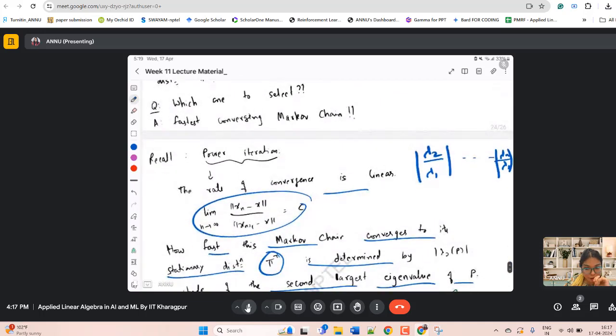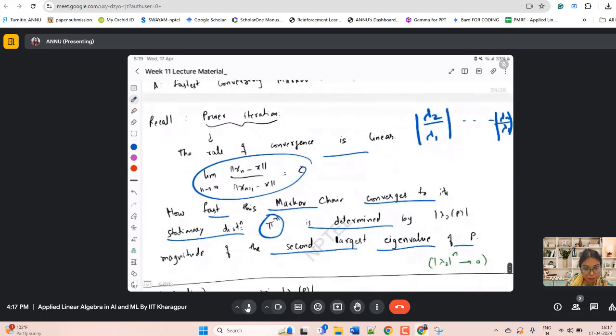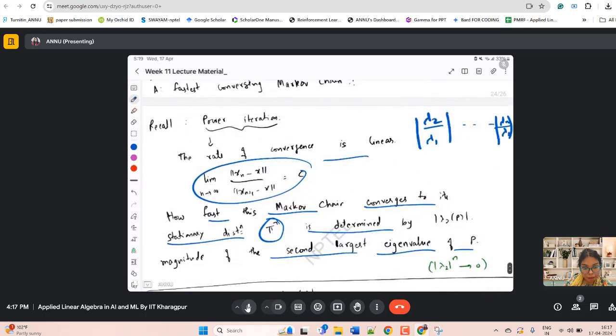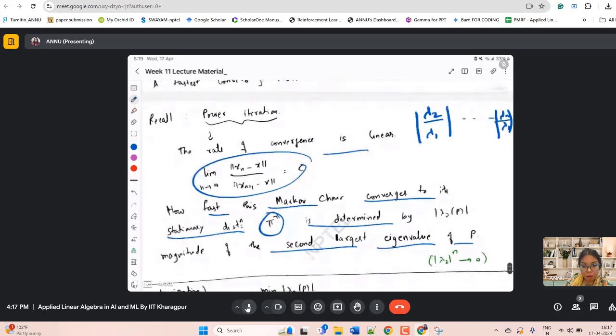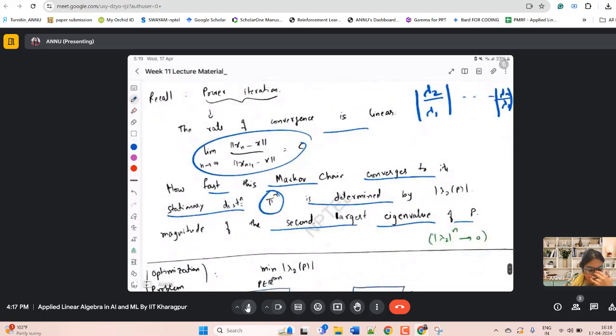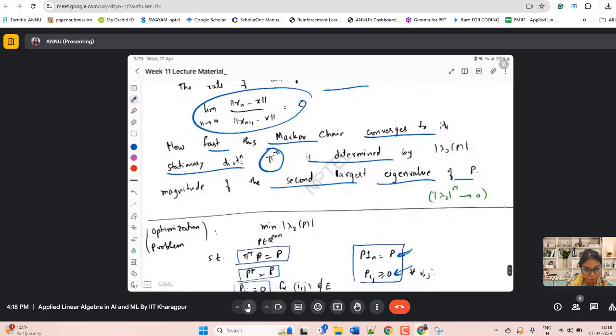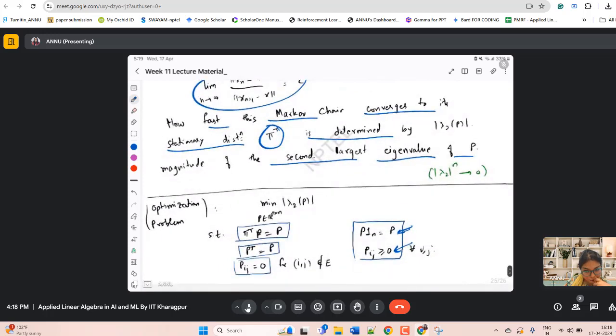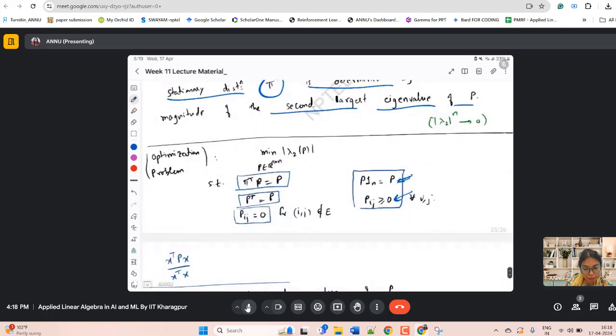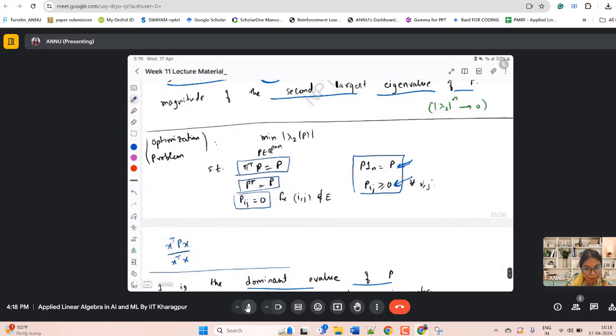If you recall the power iteration, it shows lambda 2 by lambda 1 and lambda n by lambda 1. How fast this Markov chain converges to its stationary distribution is determined by mod of lambda 2 of P, the magnitude of the second largest eigenvalue. So this will frame the optimization problem: lambda 2 of P, pi transpose P equals pi transpose.